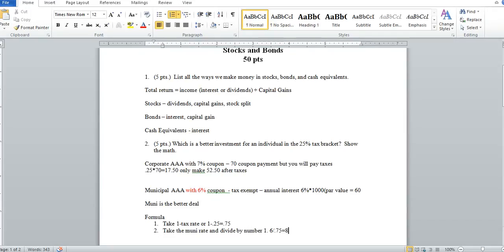That gives me 8 percent. Now I have a tax-adjusted muni that I can compare to the corporate. So again, the muni is going to pay me 8% if it was a taxed bond versus the corporate, which was only going to pay me 7. Again, this is going to tell you take the muni. Muni is higher. So however you want to do it, this way or that way, it's going to give you the same answer.